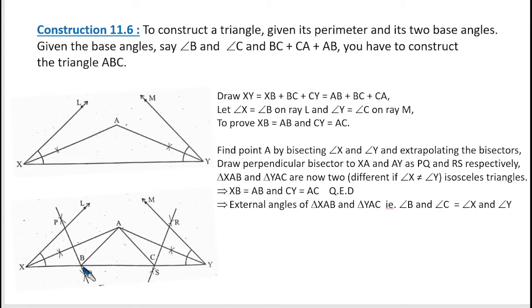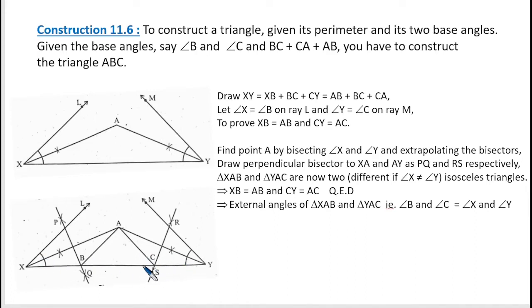Now, how do you know this angle is angle X? What we have taken is angle B, and this one is angle Y, because I have taken angle X as angle B and angle Y as angle C. So the external angle of triangle XAB is this one. This angle is the sum of this plus this, the sum of the two opposite internal angles. So this angle is half, and this is half of this angle, so this half and this half make angle X. So angle B is equal to angle X.